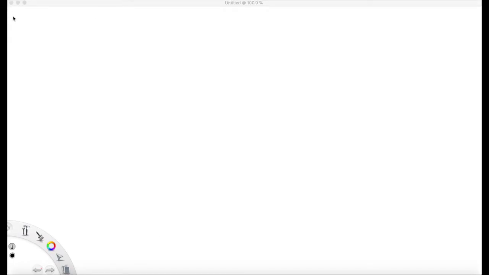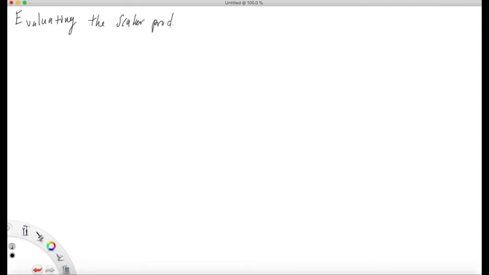Okay, now let's evaluate the scalar product A dot B. Remember, the vector A we can write in terms of the basis vectors and the components. So we can say we are dealing with the sum over all the i values of e_i and A_i. And then for B, we're just going to define it the exact same way. It's just another vector, and we're going to give it the index j.